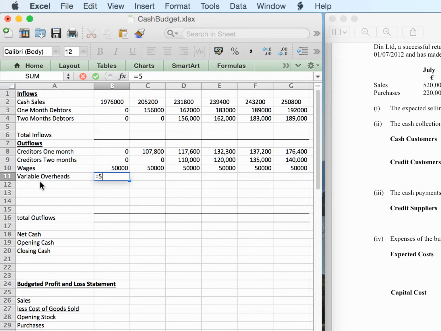So first month is 520, divide that by 5, and then the next month I'll do the same. So that's 540 divided by 5, and then we have 610 divided by 5, 630, 640, and finally 660.